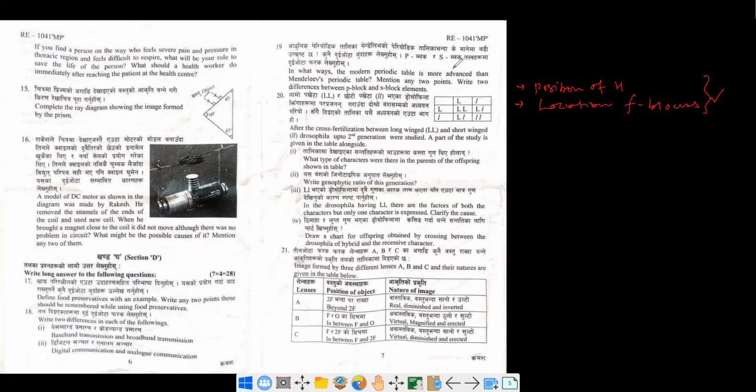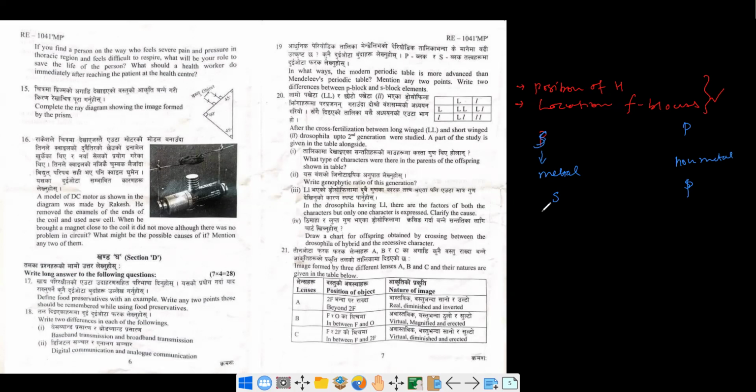Okay, two differences between P block and S block. Generally, P block elements are... oh sorry, let me just write, this is S block first and P block. S block are metals and P block are generally, not all, generally non-metals. Their electronic configuration will generally end up in the s subshell, and these generally end up in the p orbital. So this is the difference.